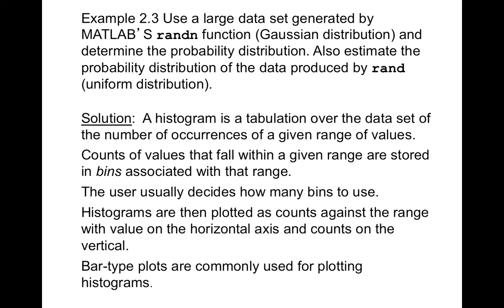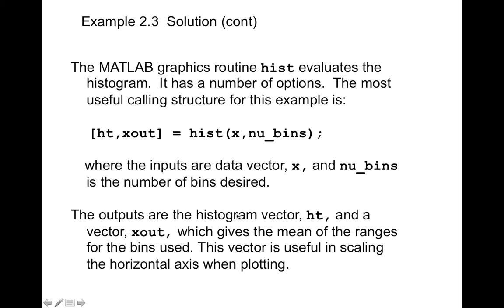Then we might set one bin to be between 0 and 1, and all the numbers that fall between 0 and 1 would be counted, and that value would be plotted in the bin between 0 and 1. How many bins to use is usually user defined, and then histograms are plotted as counts against the range, with the value on the horizontal axis and the counts on the vertical axis. You can do that in MATLAB easily by using the routine hist.